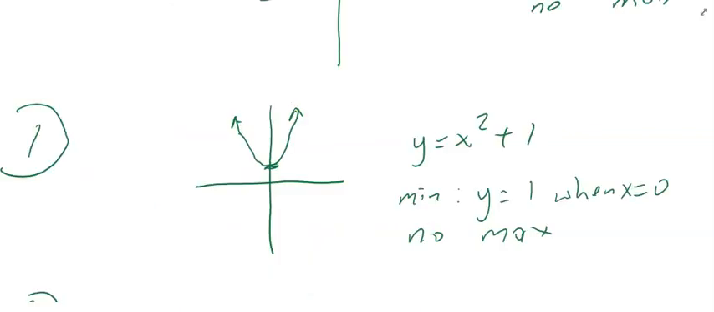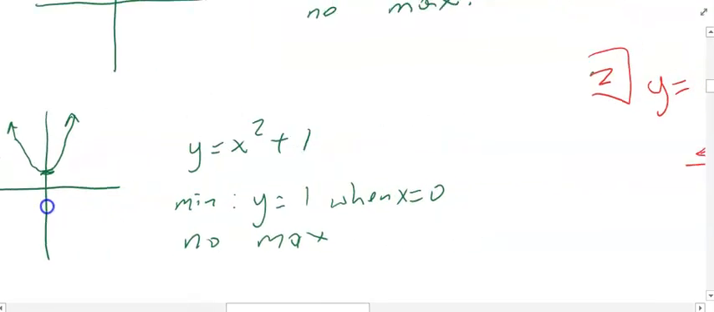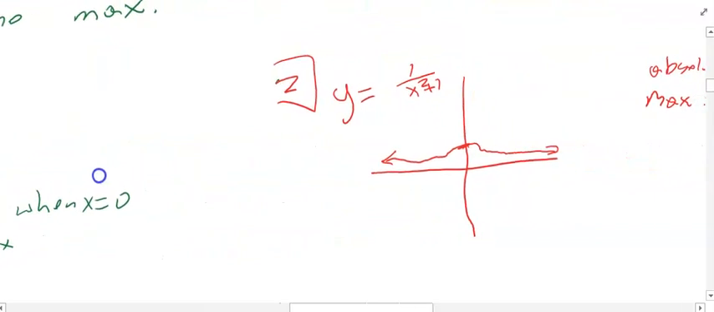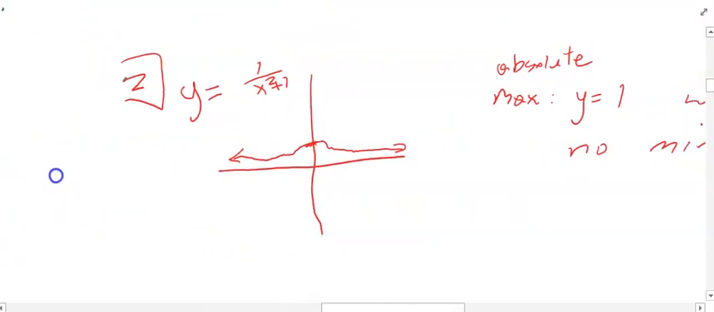Take a look at number 1, where we had y is equal to x squared plus 1. If we sketch that graph, it would look like an upward curved parabola with a minimum at (0, 1). Therefore, we say that the minimum is y equals 1 when x equals 0. There's no absolute maximum.